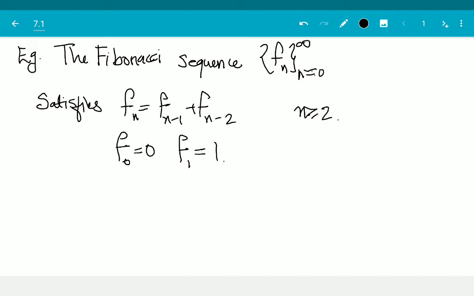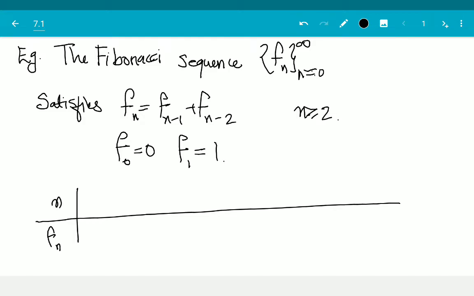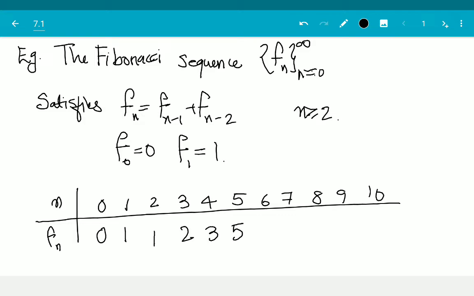Okay, in that case my Fibonacci sequence looks like this: n from 0 to 10, and f of n is 0, 1, 1. 1 plus 0 is 1, 1 plus 1 is 2, 1 plus 2 is 3, 2 plus 3 is 5, 3 plus 5 is 8. Now it got bigger. 5 plus 8 is 13, 21, 34, 55, and it grows super fast.